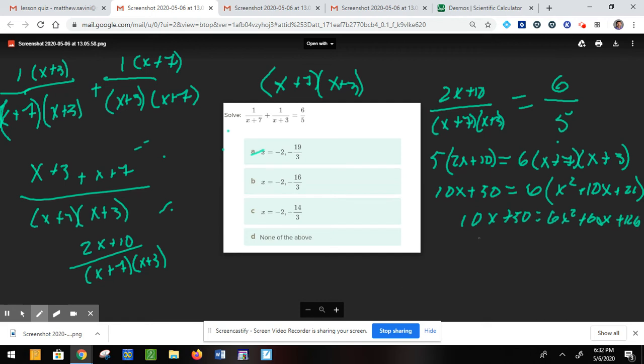All right, you subtract the 10x and the 50 from the left side and the right side. So now you're going to end up with 0 is equal to 6x squared plus 50x plus 76. When you go to factor that, the first thing I would do is recognize that there's a GCF, which is 2. You can take that out, and you get 2 times 3x squared plus 25x plus 38.